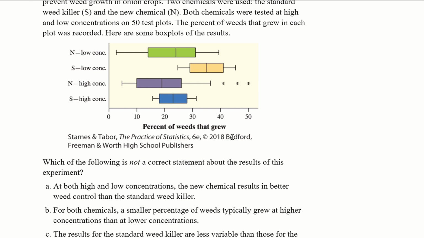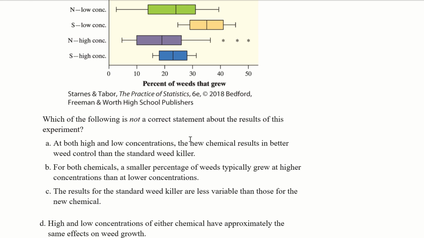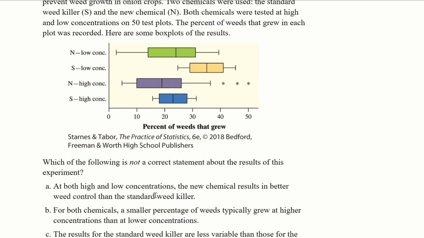Okay, so that means a lot of these are correct, and we want to pick the one that's not correct. So let's look at A. At both high and low concentrations, the new chemical results in better weed control than the standard weed killer. So we got here high concentration in the standard. It says the new chemical is better weed control. So let's see if that's true. So N is the new chemical. So looking at N high concentration versus the standard high concentration.